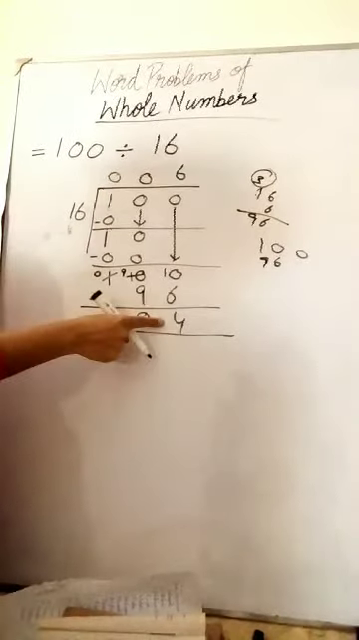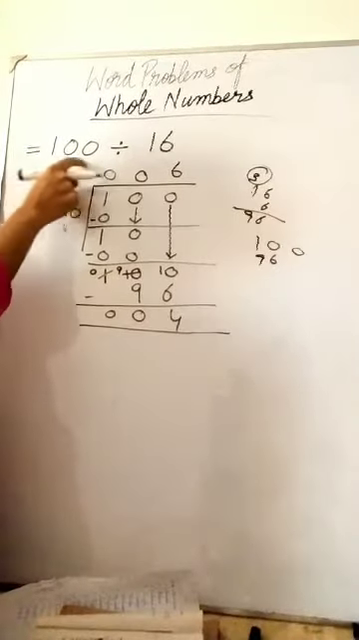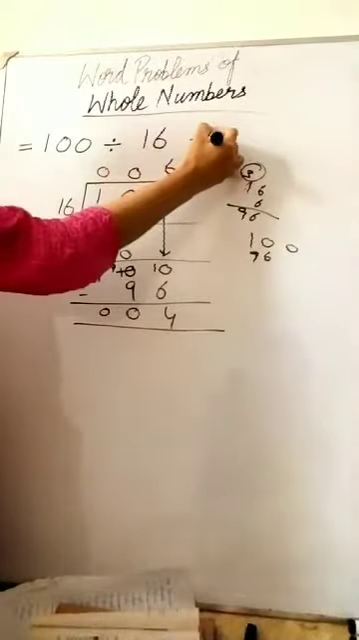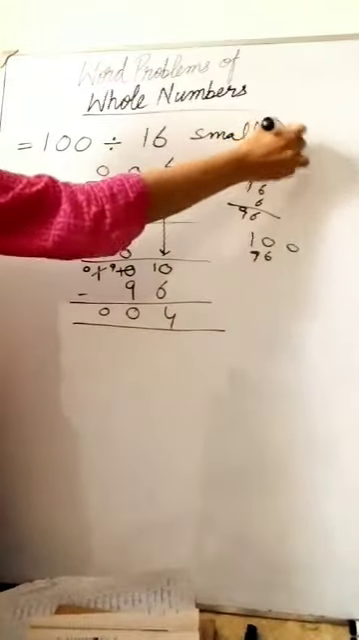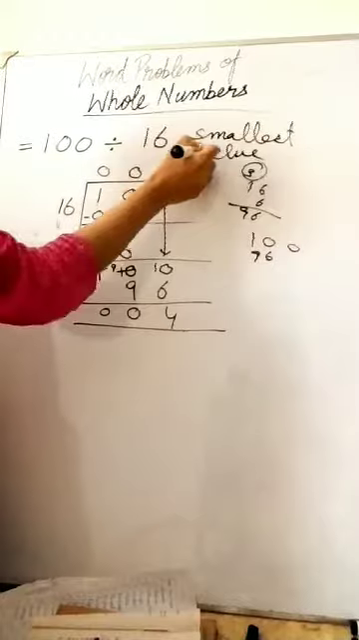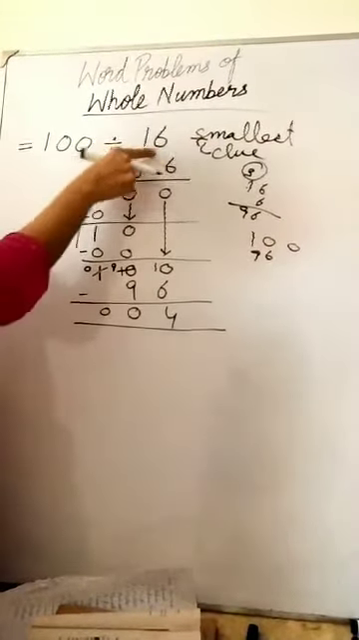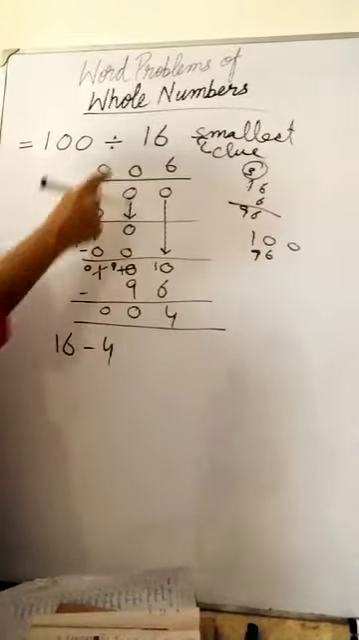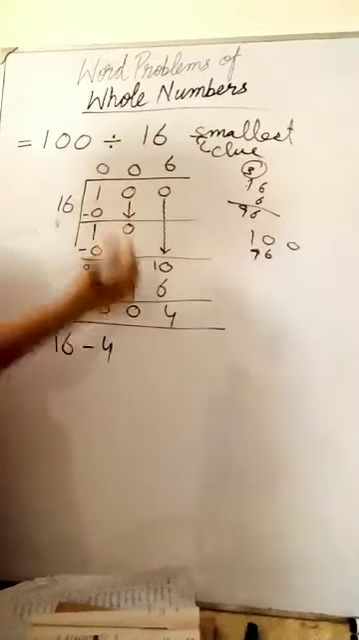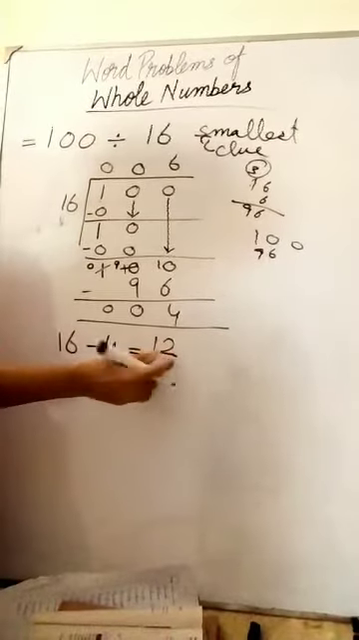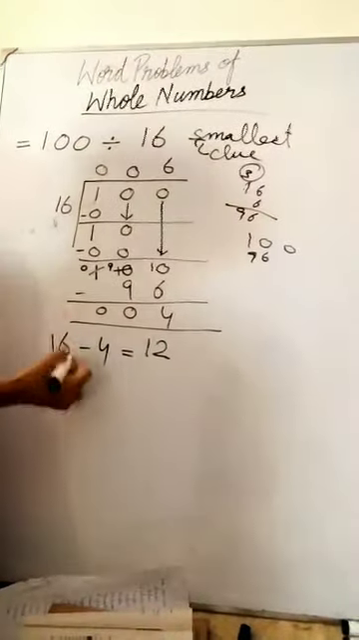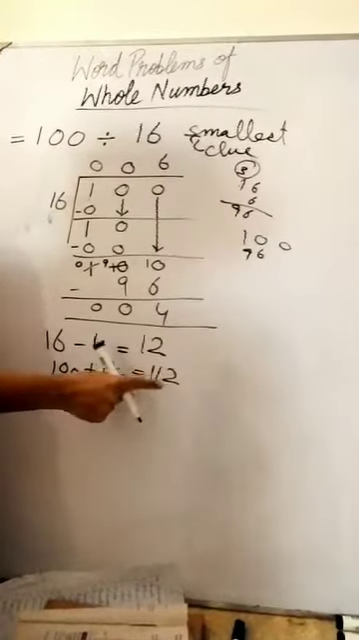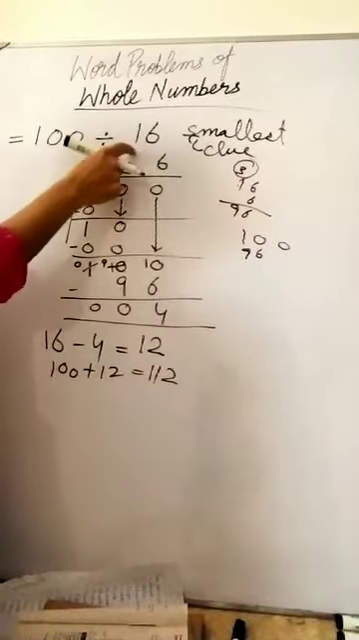This is not exactly divisible. So how will the smallest 3-digit number be divisible? The rule is: when the clue is smallest, the smallest value is 16. You need to subtract your remainder from your divisor. Now the answer is 12. Now add this answer to your dividend. So 100 plus 12 equals 112. Now 112 is divisible by 16.